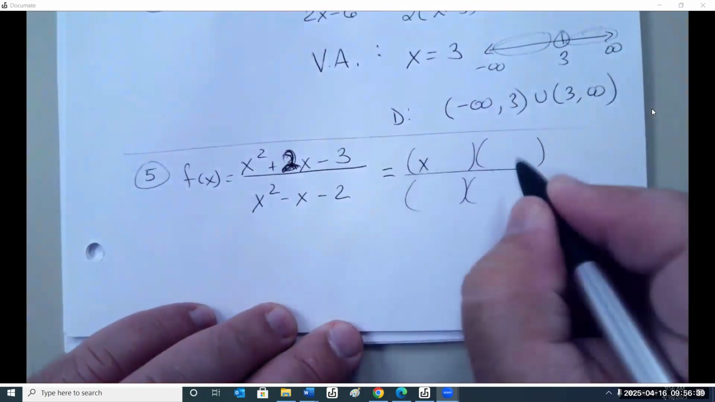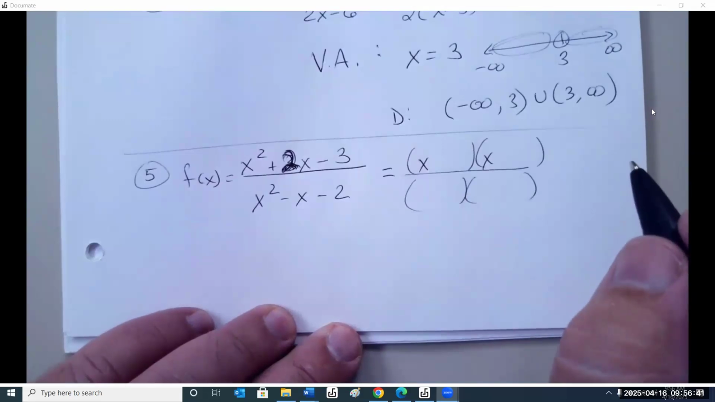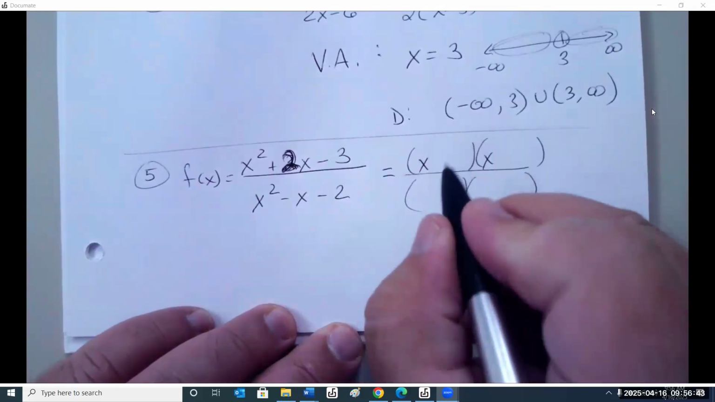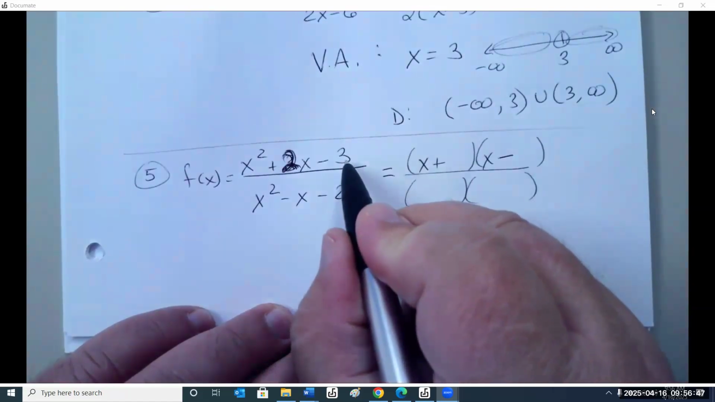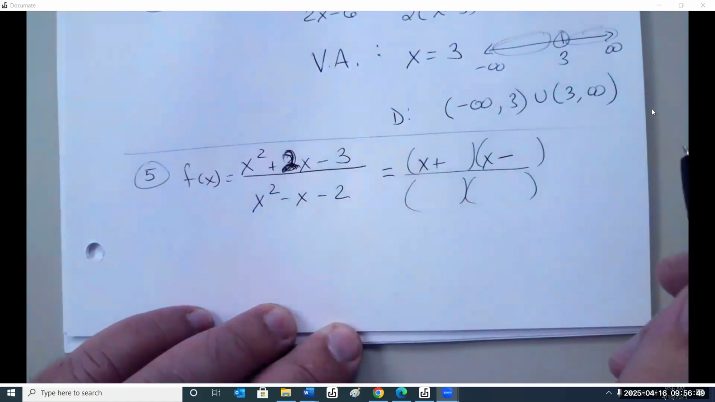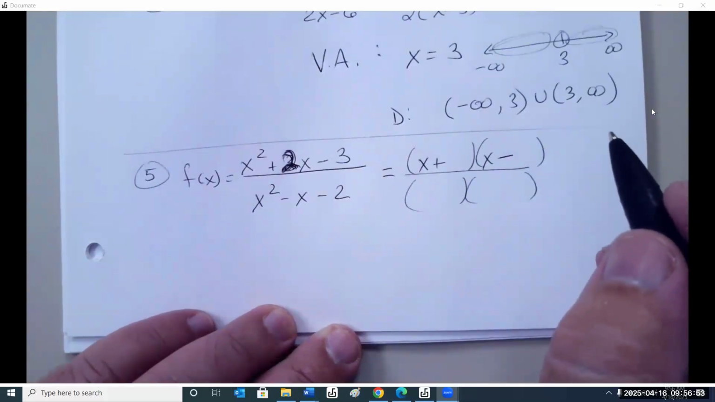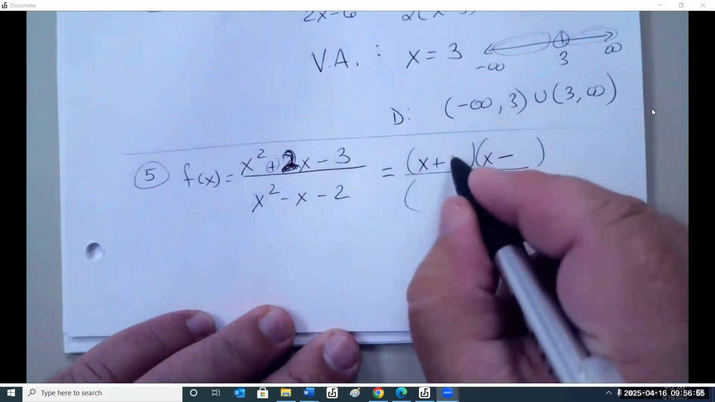So let's see, the top becomes what? The signs are going to be... what times what is three? When you subtract them, you get two? Three and one, very good. And the three goes with the plus.